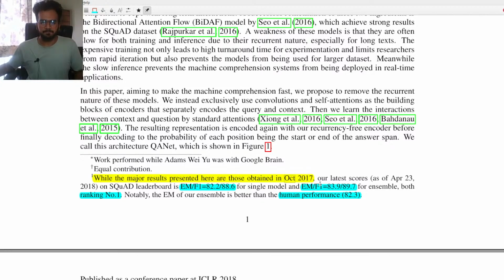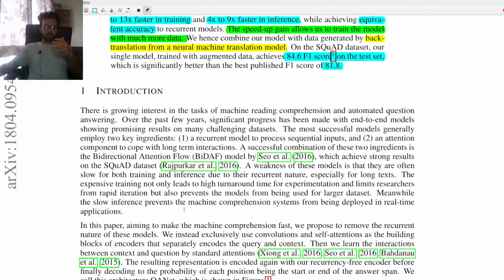That is amazing. Being able to perform a task as complex as question answering better than humans, or on par with humans, is very remarkable. That is the reason why this paper is so important. Now we'll go ahead to the next section.